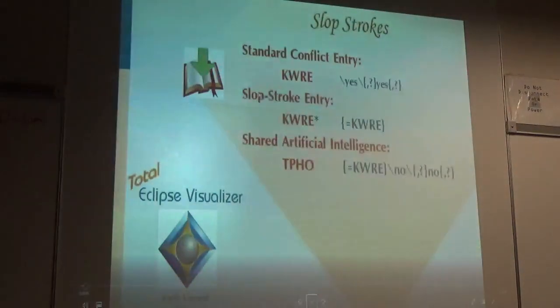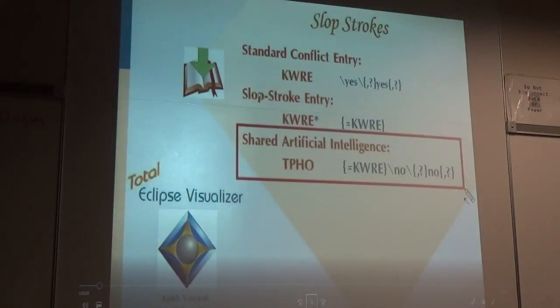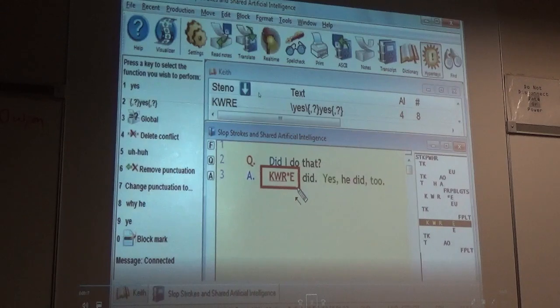Let's see how to define slop strokes for conflict entries in your dictionary, and also how to share artificial intelligence. So your conflict for no could follow the same context rules that have been learned by your conflict for yes. This is an untranslate. Here's the steno that I was trying to write. It doesn't have the asterisk in the stroke. It's defined as a conflict.